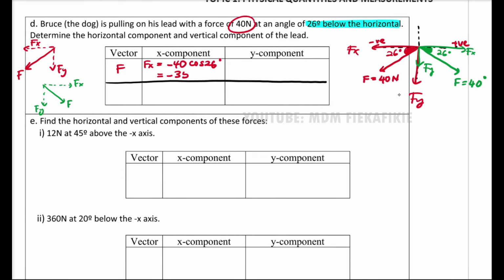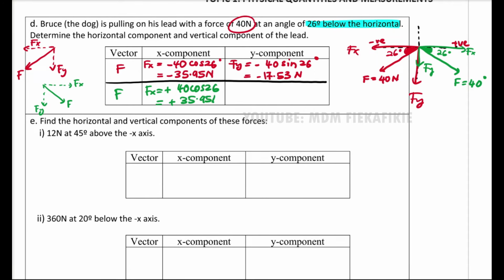Negatif 35.95 Newton. And then for the Y component, the downward, so negatif juga 40 sin 26 degree. Okay, so the answer is negative 17.53 Newton. Tapi kalau you resolve guna color hijau, Fx ni dapat positif lah sebab dia to the right. Okay. Tapi tekan calculator tetap sama.